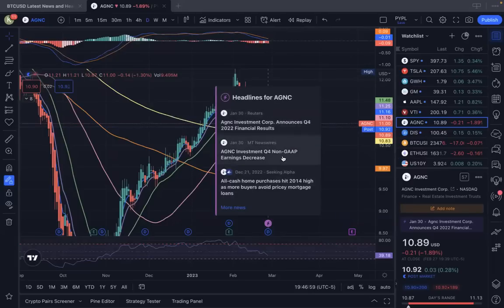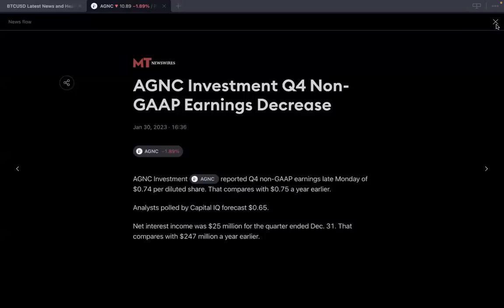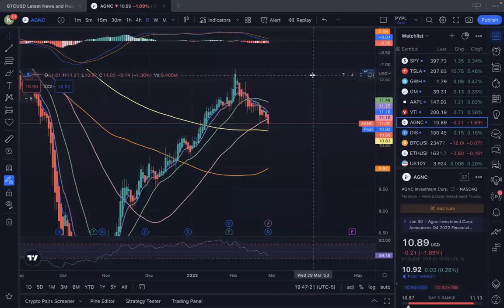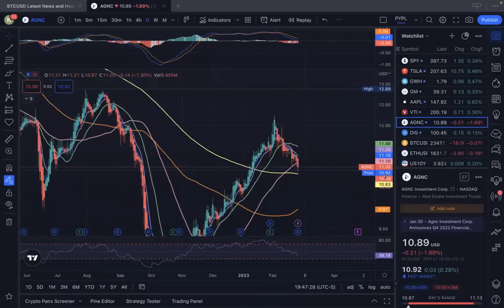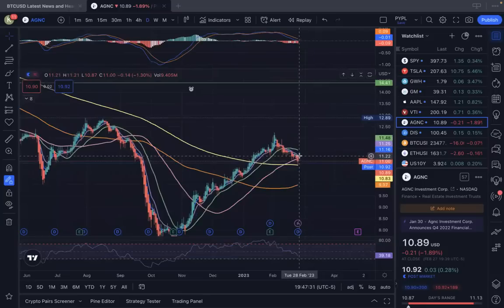Nothing happened, but look what it says. Since December, all cash home buyers hit a 2014 high, as more buyers avoid pricey mortgage loans. So yeah, I mean, it went up to like 13, didn't it? I don't know. When it spikes, sometimes you just gotta take it.